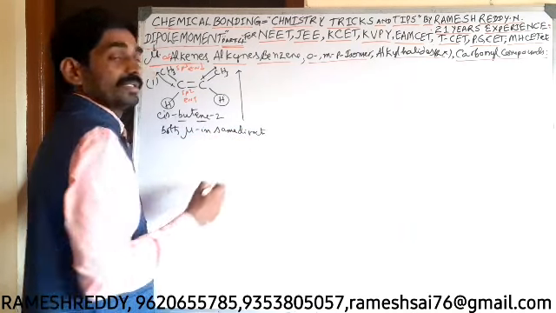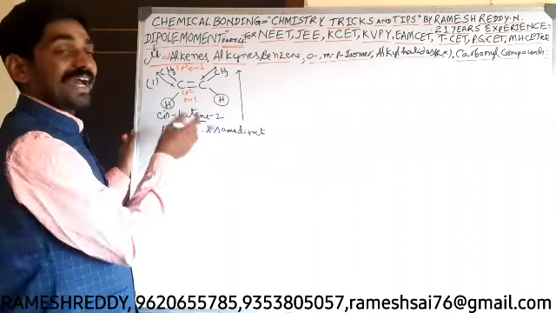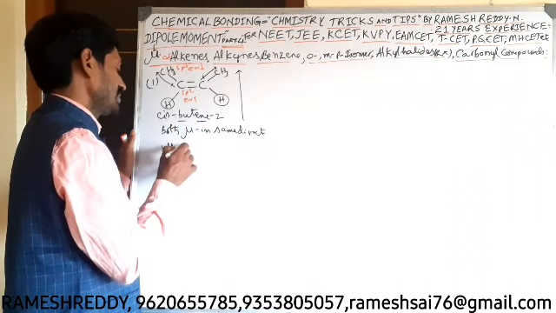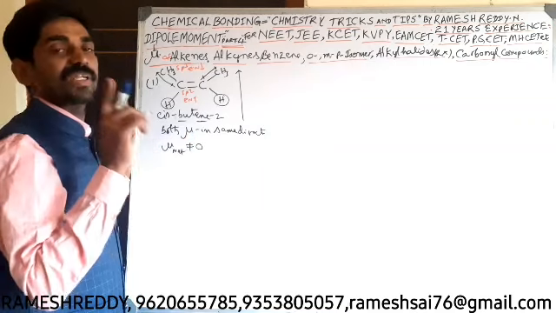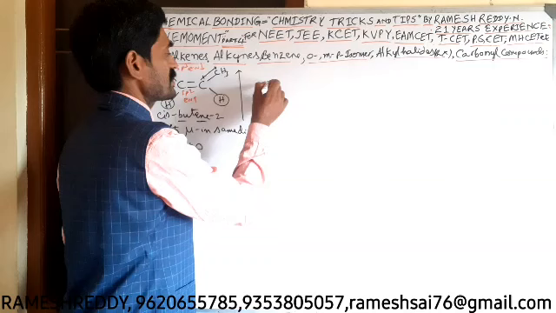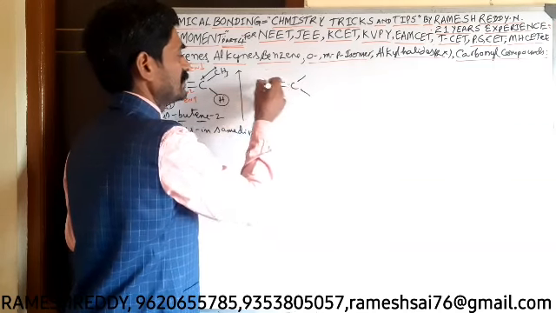Both are in the same direction, so both are added together. That's why the net dipole moment is not equal to 0. It has some dipole moment value. Now its isomer is the trans form.